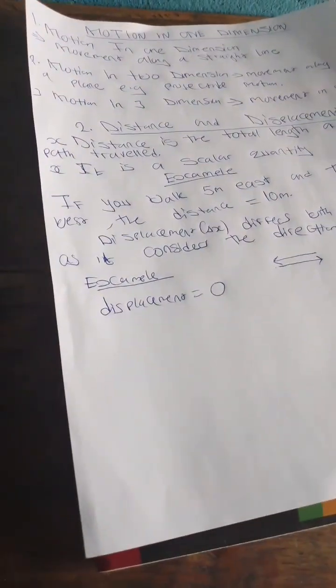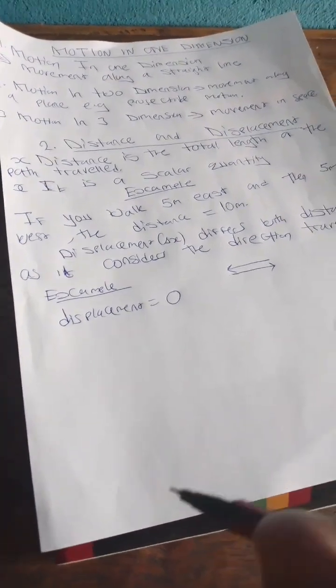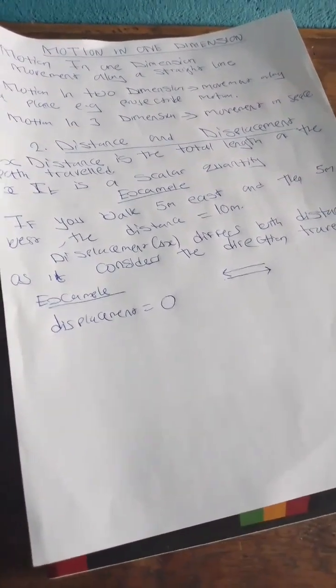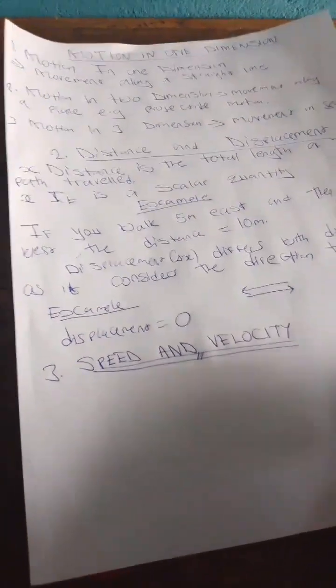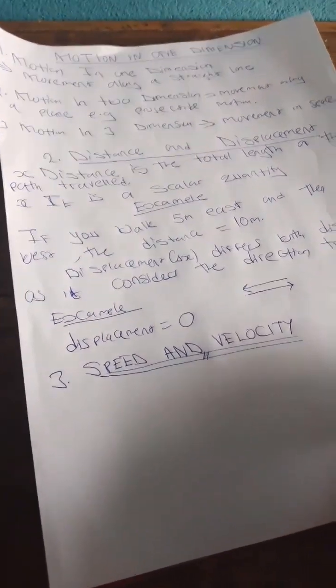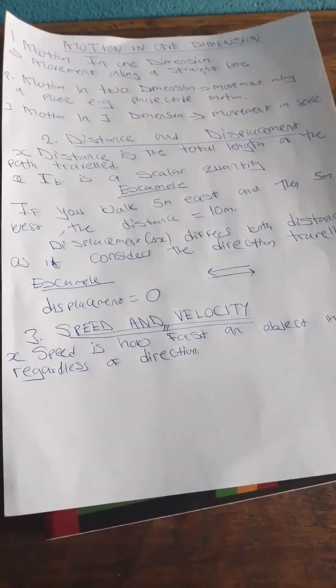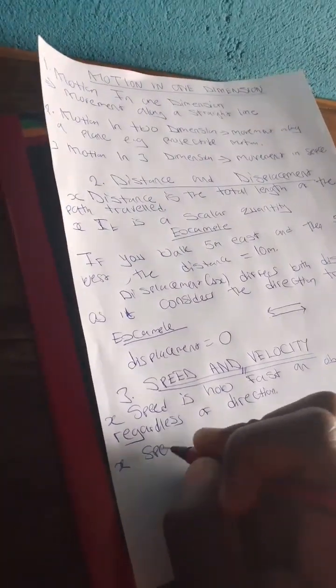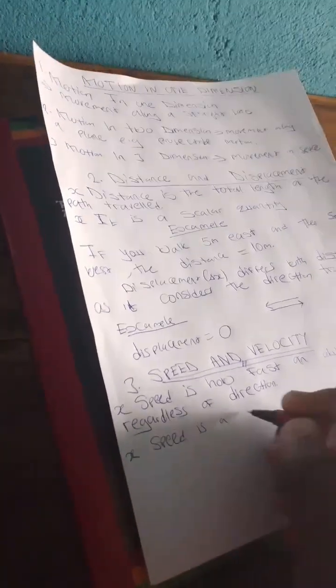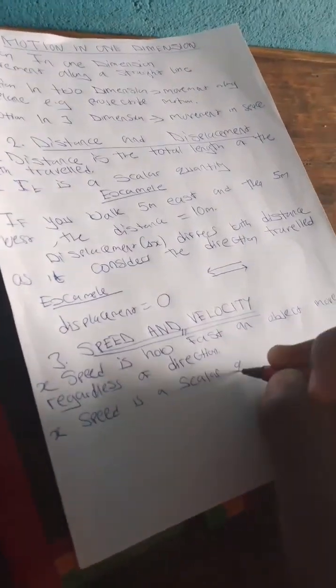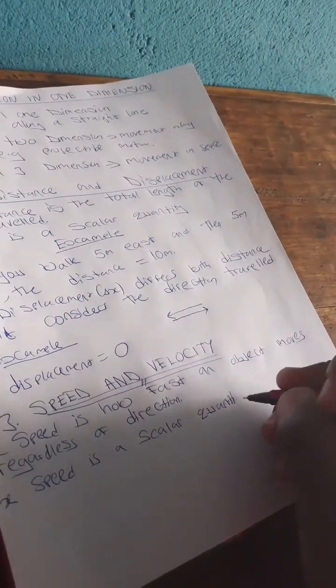Having done that, guys, let's go to speed and velocity. What do we mean when we say speed? Speed is how fast an object moves, regardless of direction. Let me write it down. Another thing, speed is a scalar quantity, just as we defined earlier in vectors, where we define a scalar quantity as having magnitude only. So speed is a scalar quantity.